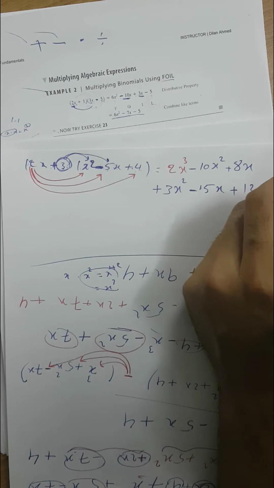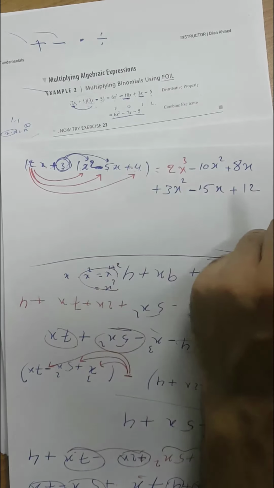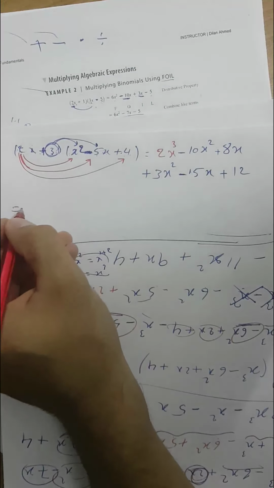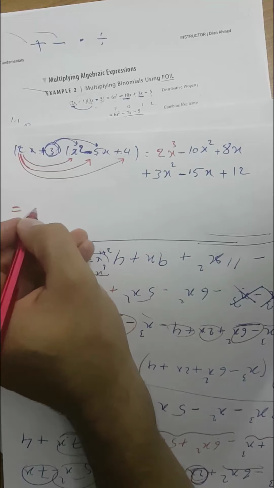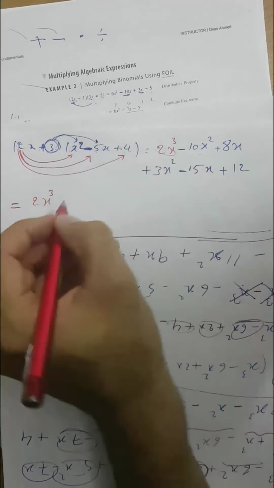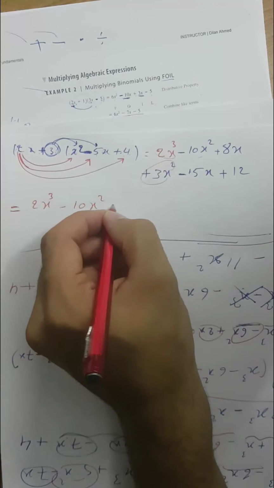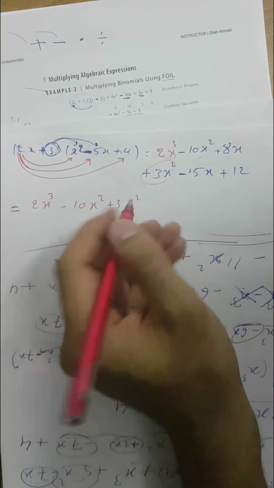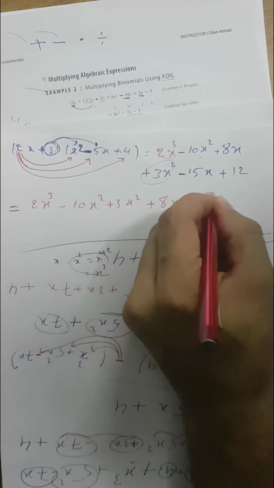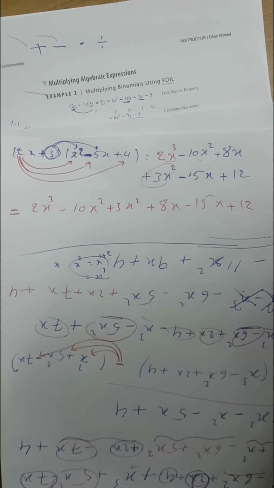Now it's the time to arrange these numbers. How do we arrange these expressions, as I told you, from the highest to the lowest. So minus 10x squared. Now I have what? I have also 3x squared. Now it's time for x. 8x, negative 15x, and plus 12. That's all that we have.